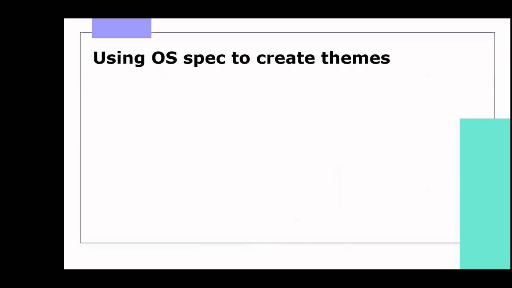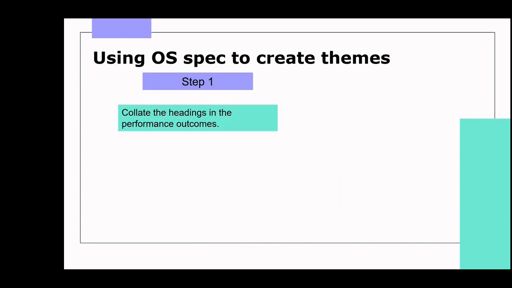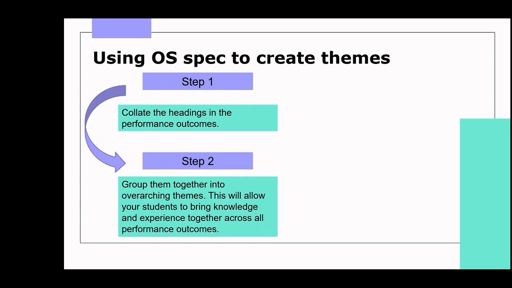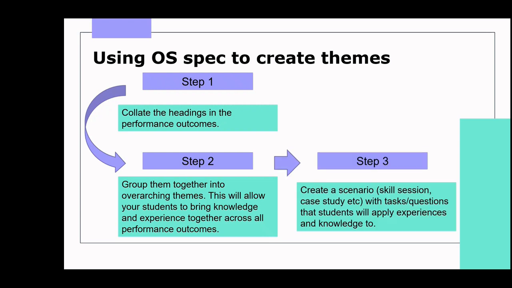And finally, as mentioned earlier, how do we actually use the occupational specialism component of the spec to create themes across the performance outcomes to help focus formative assessment and the assessment of those key competencies and skills? So step one, collate the headings in the performance outcomes. Step two, group them together into overarching themes. This will allow your students to bring knowledge and experience together across all performance outcomes. Step three, create a scenario, a skill session, a case study with tasks or questions that the students will apply experience and knowledge to.